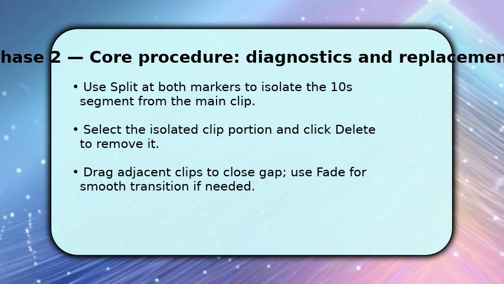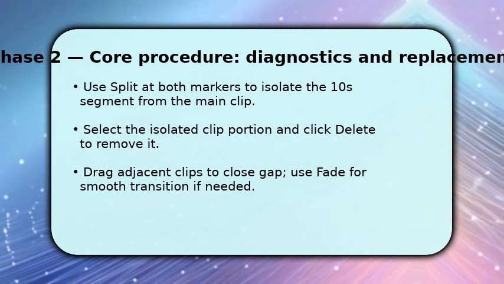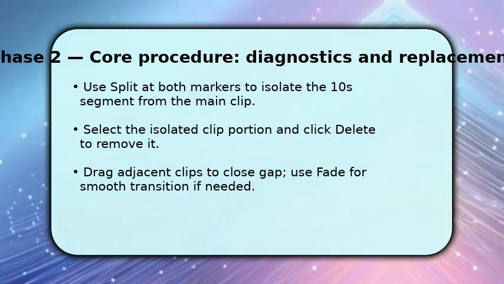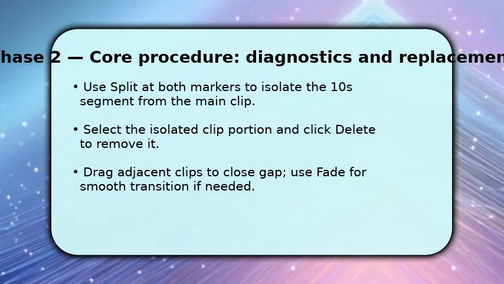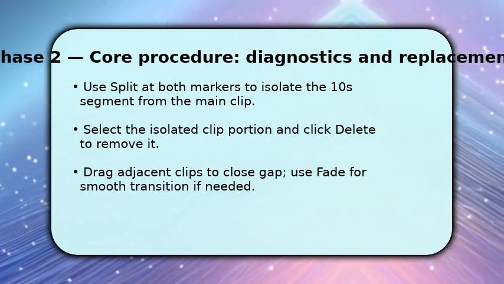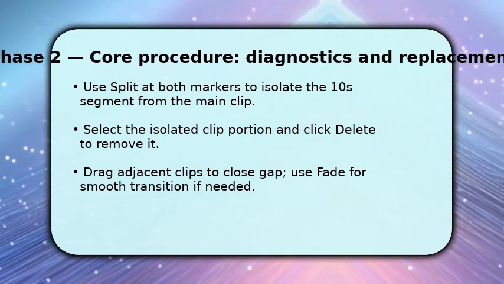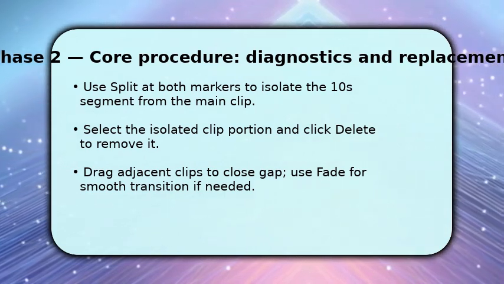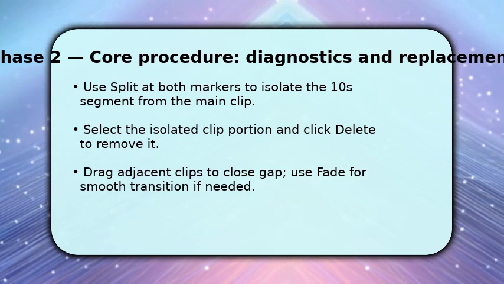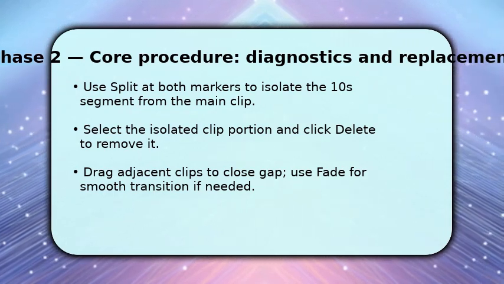Select the middle piece and press delete. This removes the unwanted content. Next, drag the remaining clips together to close the gap. Make sure to add a short fade or crossfade if the jump feels abrupt. Preview the edit from a few seconds before to a few seconds after to confirm timing and continuity.